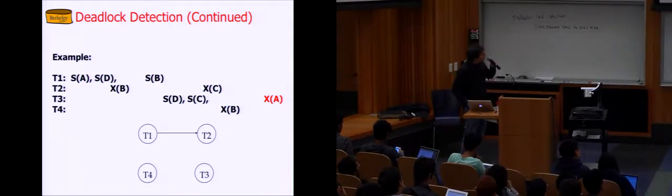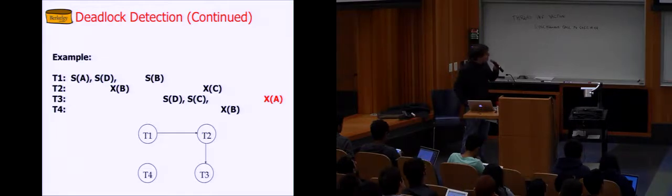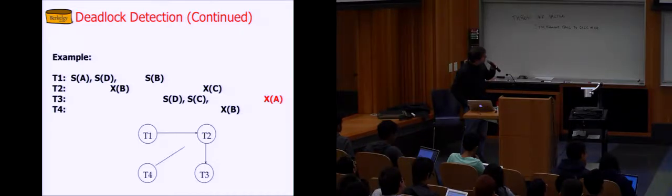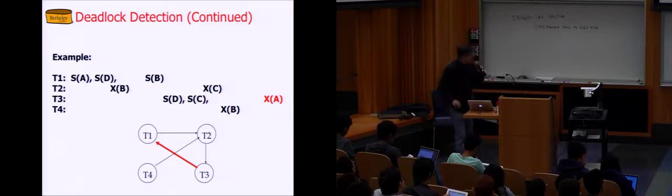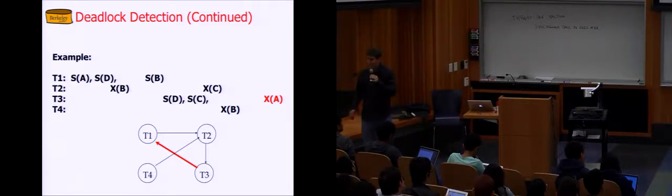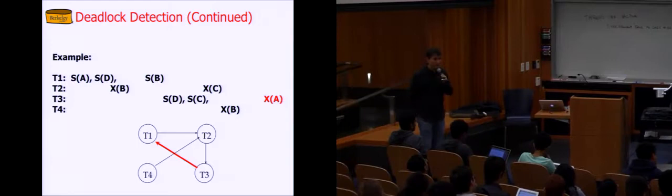Okay, we're up to T3 requesting a shared lock on D, which is fine. It's compatible with T1. And T3 also requests a shared lock on C, which is fine. And now T2 requests an exclusive lock on C, which T3 currently holds a shared lock on. So T2 is waiting for T3. T4 comes along and wants an exclusive lock on B, which is currently held by T2. And then T3 requests an exclusive lock on A, which is currently held by T1, and we get a cycle. So now we've got a deadlock between T1, T2, and T3.